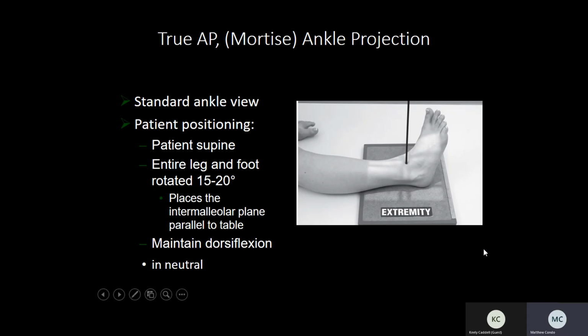This is the mortise view. Now this one's important because there's one subtle difference between an AP ankle and a mortise view. And the subtle difference is that the entire leg is internally rotated about 15 to 20 degrees. And it's one of those very subtle differences like we saw in the knee with a sunrise view versus a tunnel view. The patient will have to maintain the dorsiflexion on their own with this one, and sometimes that can be difficult. What this essentially does is it places the intermalleolar plane parallel to the table.